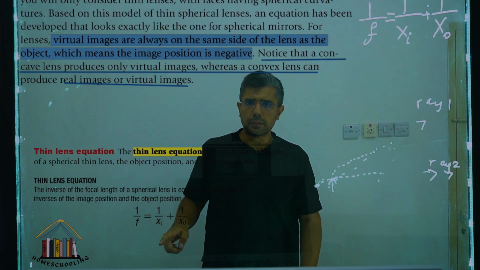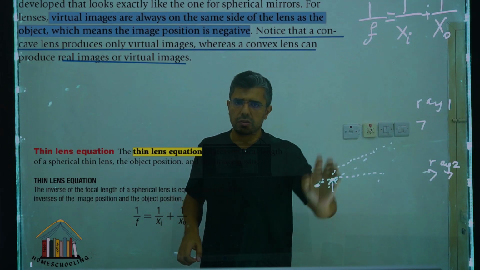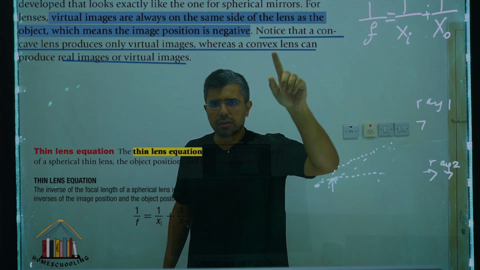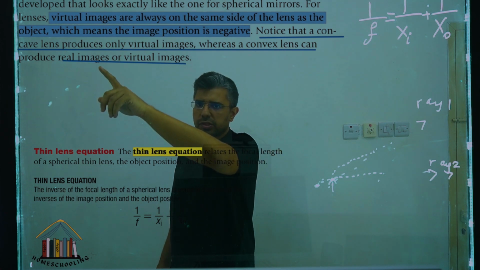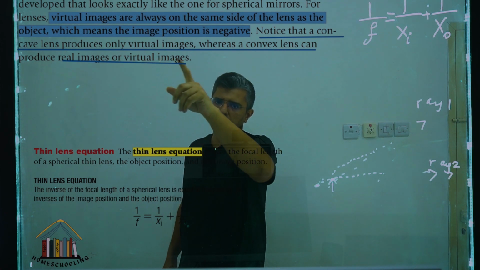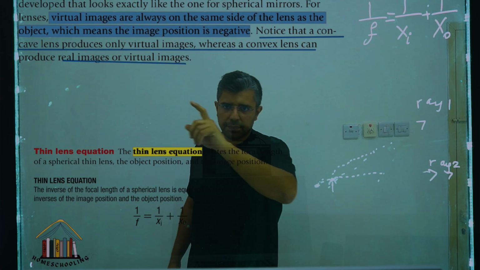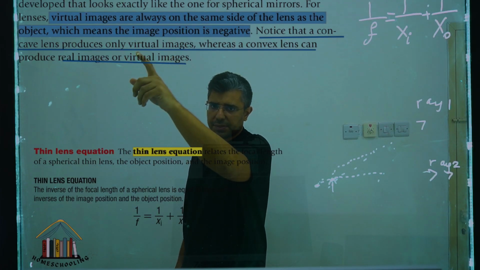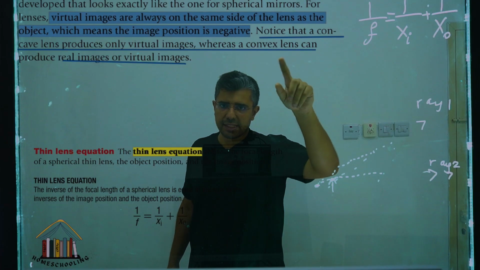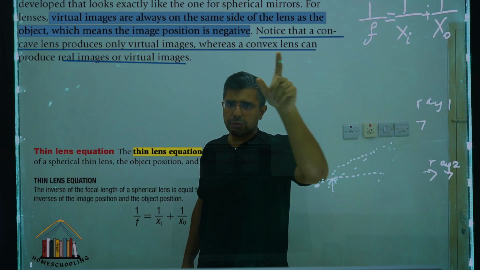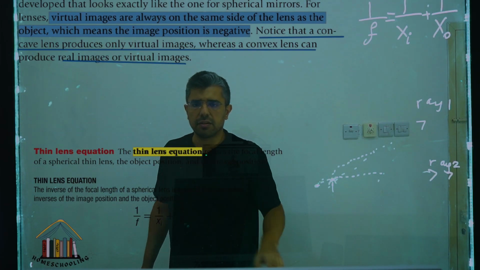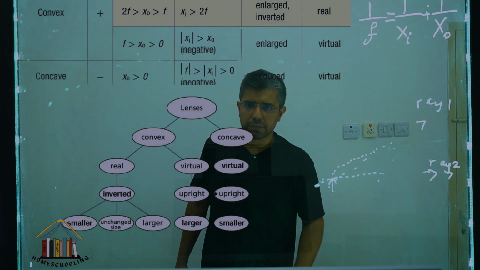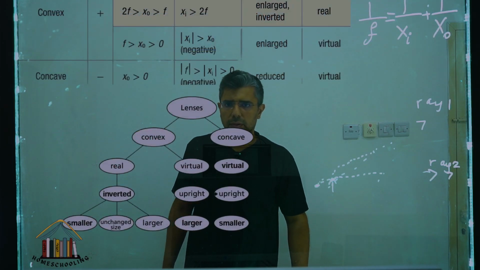One more idea we notice also, and we'll discuss this later in the table that we'll see. Notice that a concave lens produces only a virtual image. I will show you a table in a bit, that a concave lens always produces virtual images, whereas a convex lens sometimes produces real, sometimes virtual images. Alright, let's keep going. And that's the table that I'm talking about here.